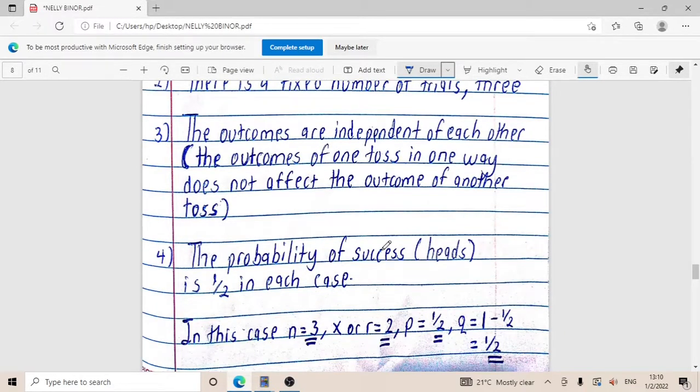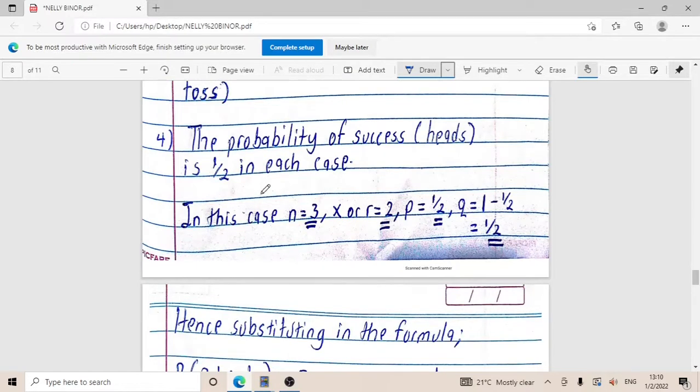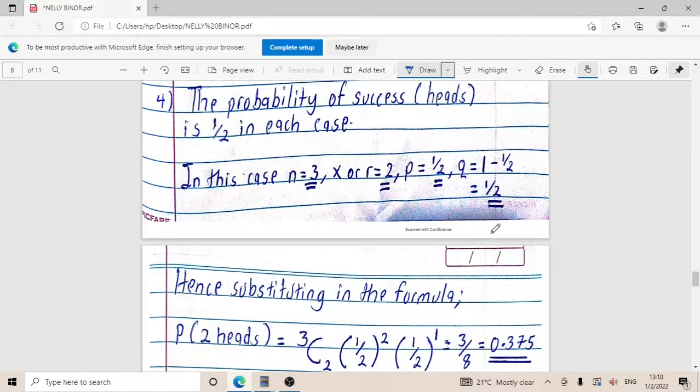So the probability of success, that is getting heads, is 1 out of 2 in each case. So in case you're having n as 3, x or r is equal to 2. Here you can use x or you can use r. So p is equal to a half. Remember, to get q, it is 1 minus p, which is a half. So our q is also 1 out of 2.